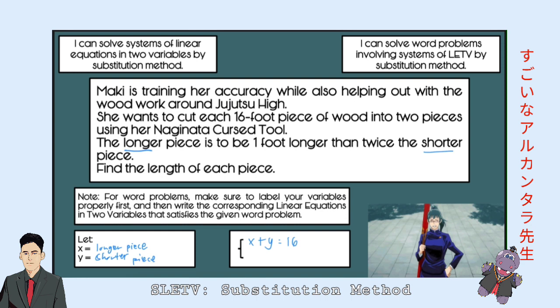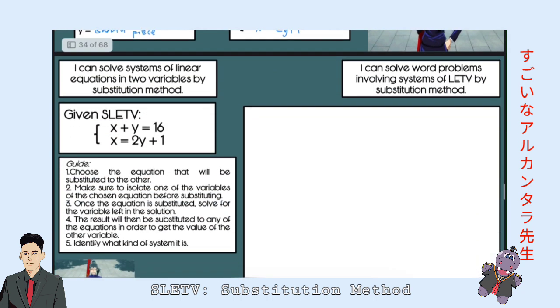But the next one, the longer piece is, similar to what we did earlier, X is equal to 1 foot longer than twice the shorter. So twice the shorter is 2y. 1 foot longer than, so plus 1. So X is equal to 2y plus 1. Okay? So it's just like the previous example. Doing so, as we continue, we can now start with the substitution method.